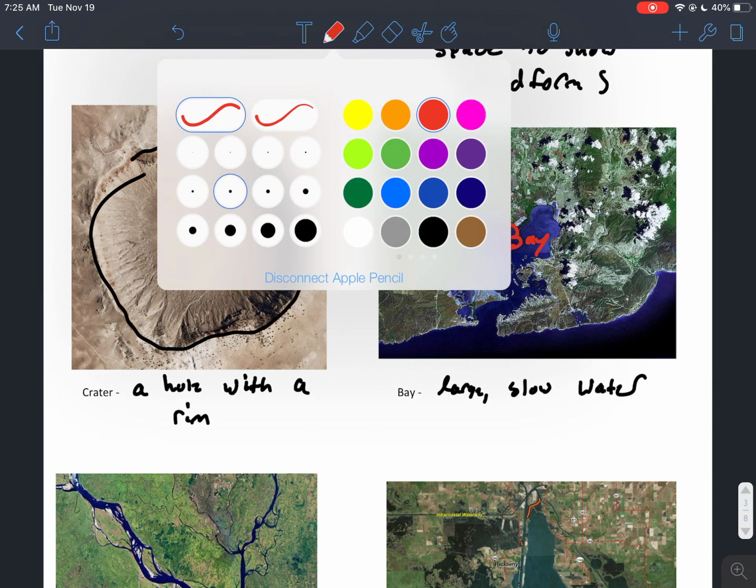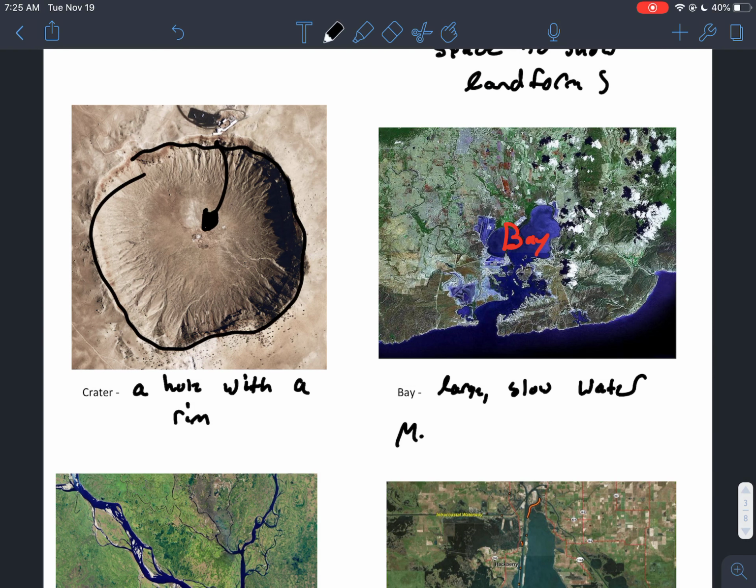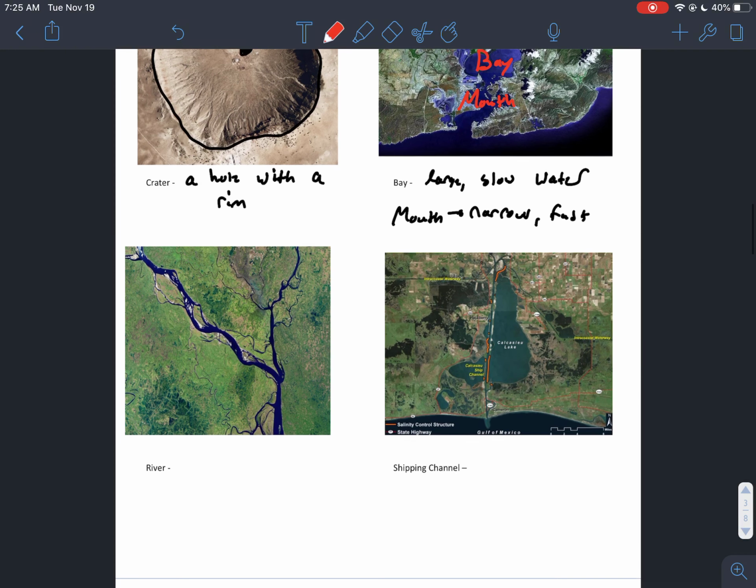Then there's a second part of the bay, and it's called the mouth. So I want you to write mouth. I want you to write narrow, fast. When you're in the actual bay, back up there, there is not a lot of movement. The water is really slow. And then here's the mouth. It's the entrance to the bay from an ocean or something like that. That moves really fast because it's narrow. So the water's flowing super quickly. That's what we know about bays.